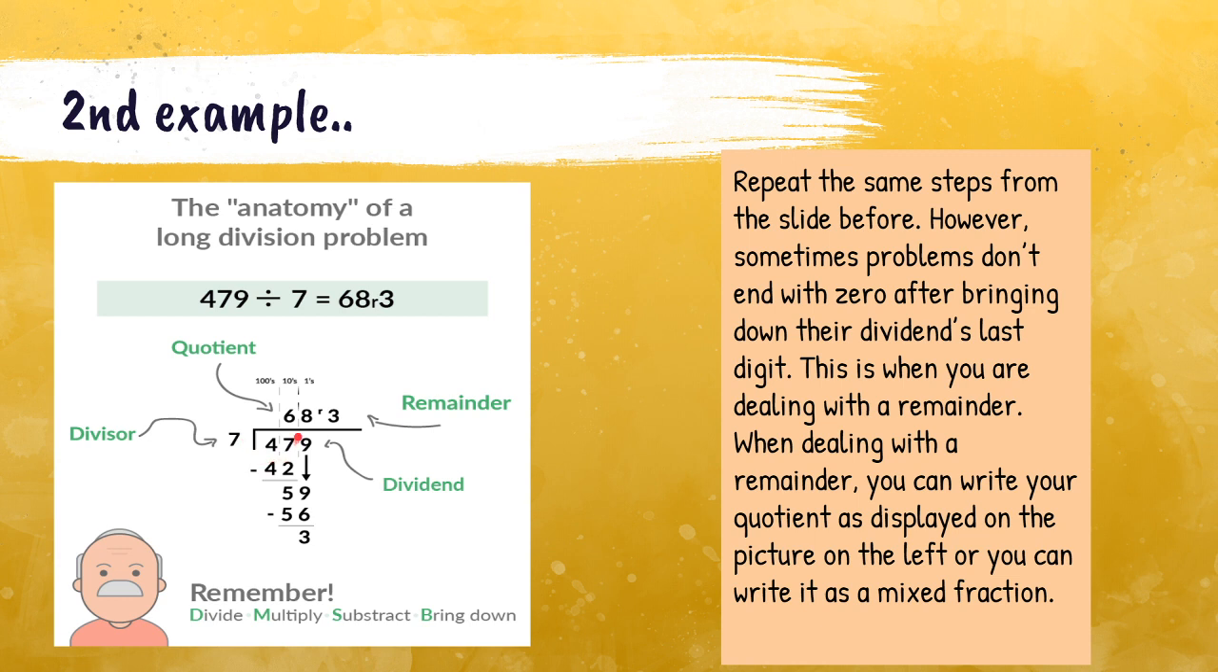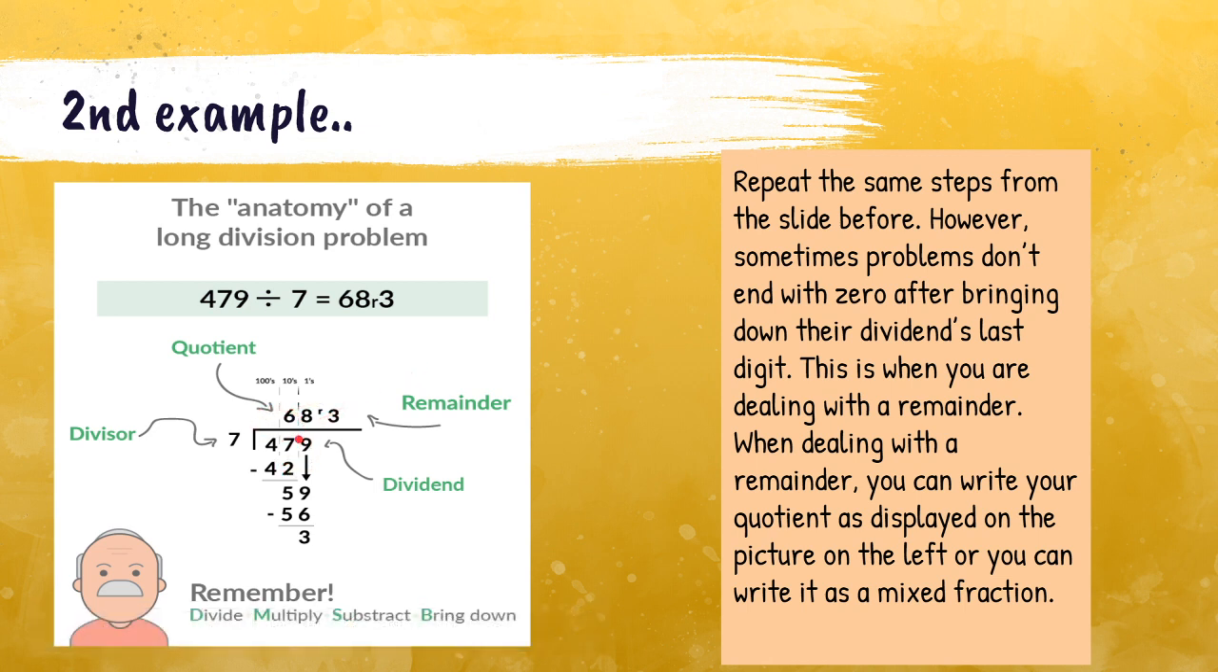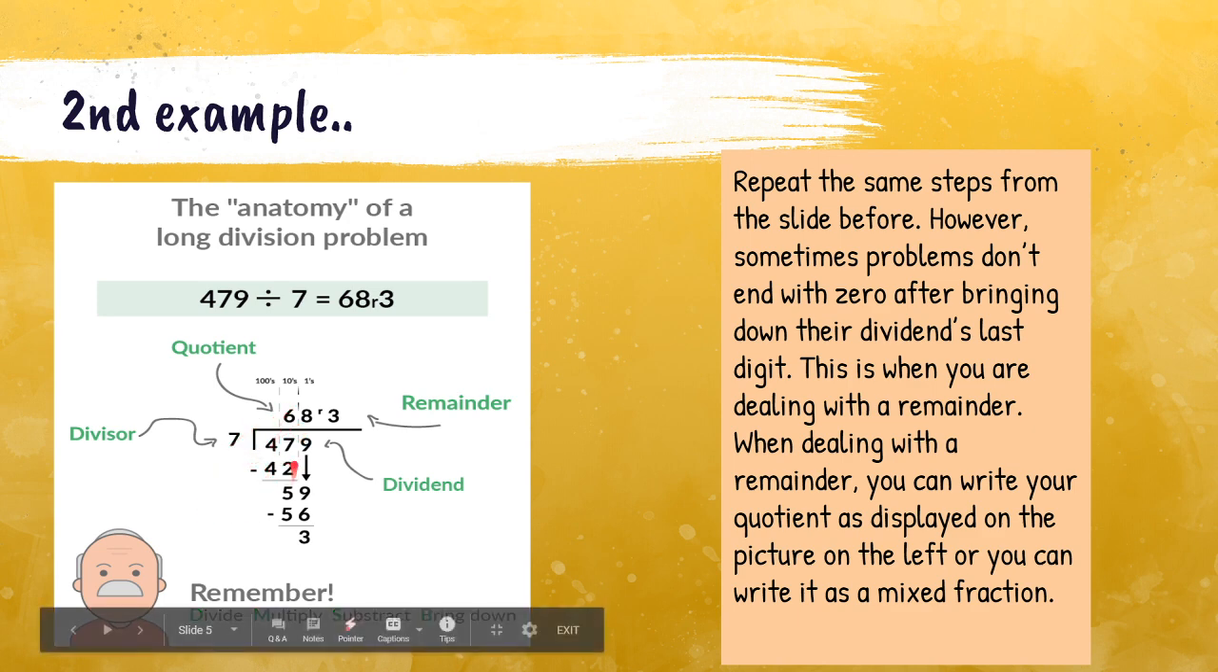So once I do that, the highest number that 7 can go into 47 is 6. If I do 7 times 7, that's 49, which is too high. However, if I do 7 times 5, 35, that's too low. So 6 is that perfect number right here. So I put 6 right here, then I multiply and put that number right here.